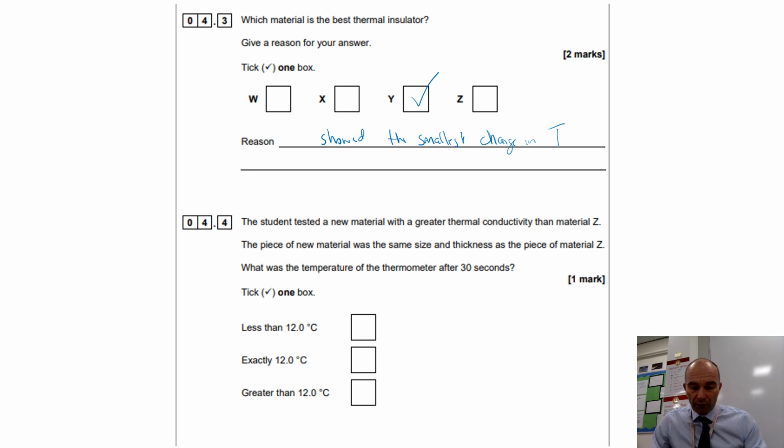And then 4.4, the student tested a new material with a greater thermal conductivity than the material Z. The piece of new material has the same size and thickness as material Z. What was the temperature of the thermometer after 30 seconds? Well, in this case, it's got greater thermal conductivity, so it's going to be better at losing heat. So our correct answer here is less than 12 degrees centigrade.